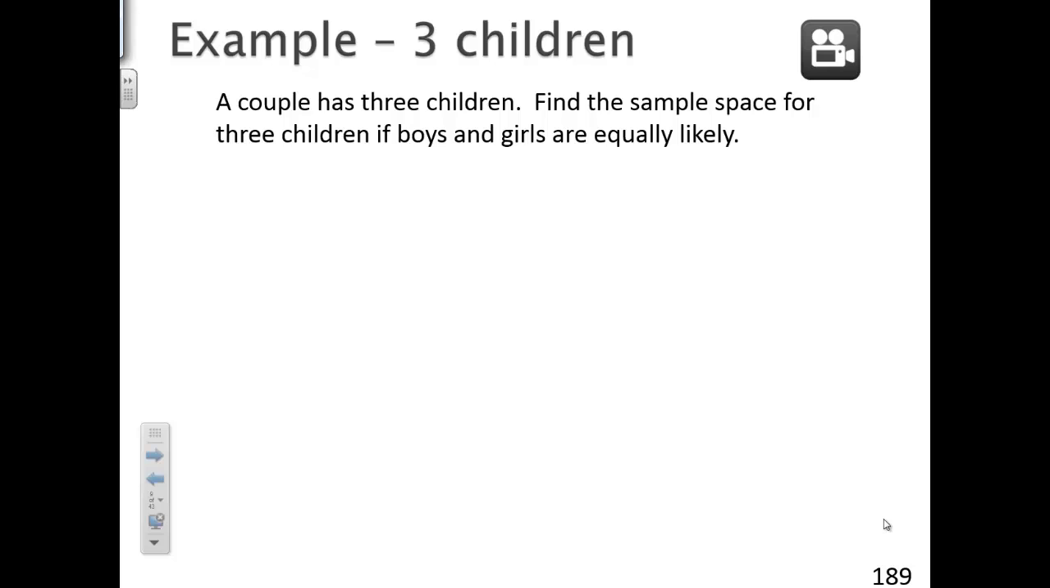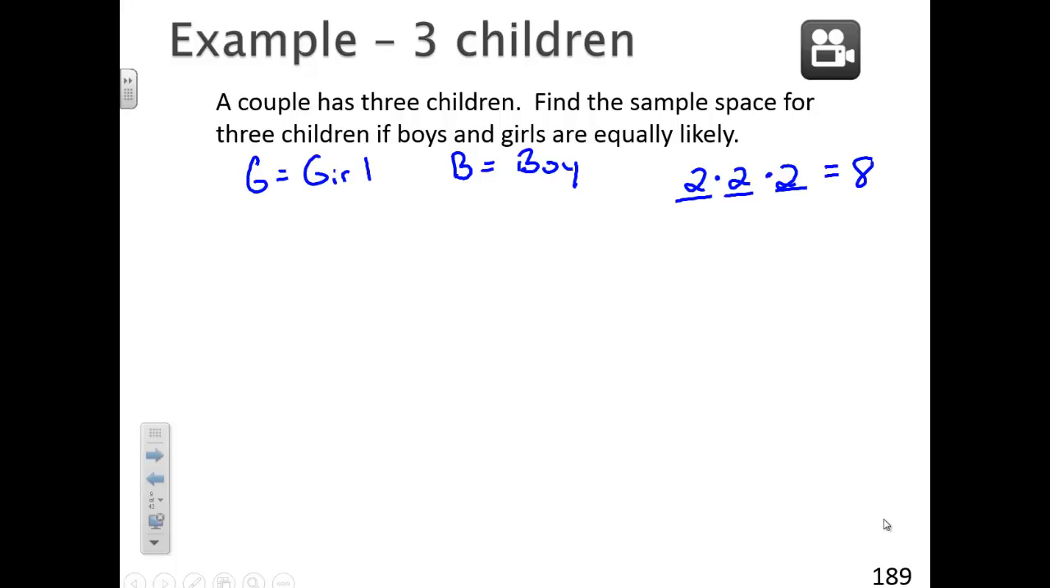We're going to use G for girl and B for boy. Now, let's determine how many things are actually in our sample space. There's 3 children and 2 choices for each, either a boy or a girl. So we multiply 2 times 2 times 2, and that's 8. So our sample space should have 8 items.